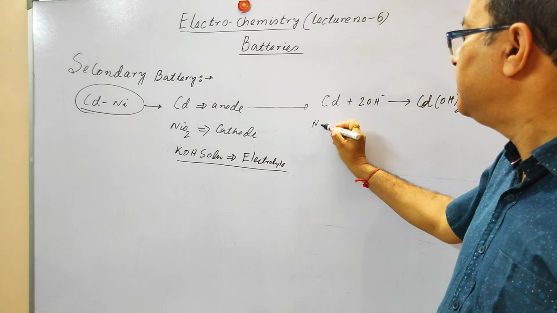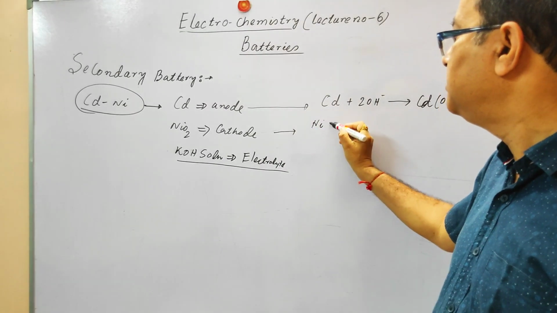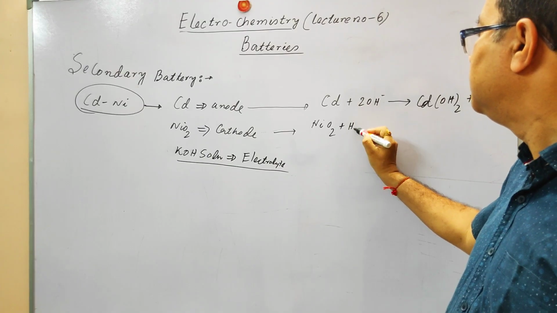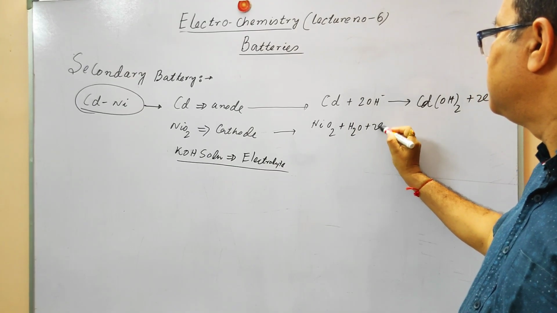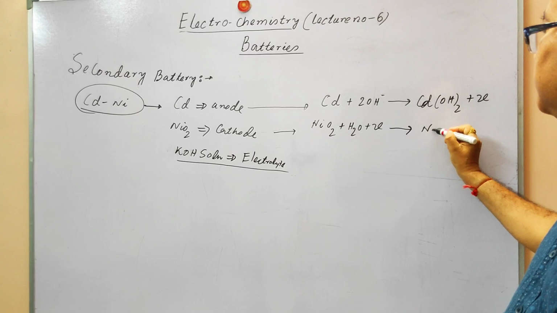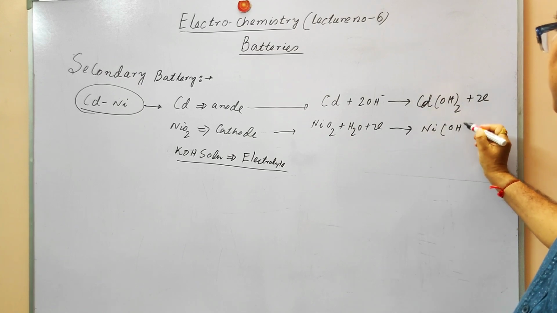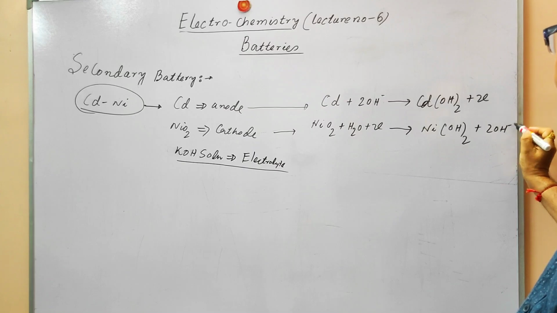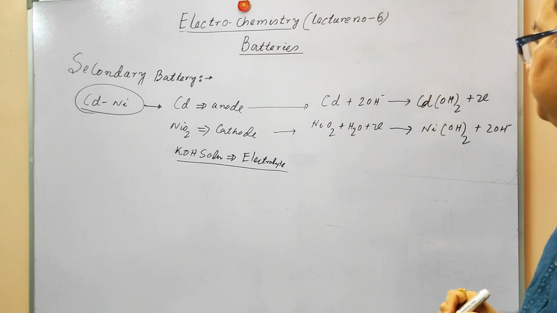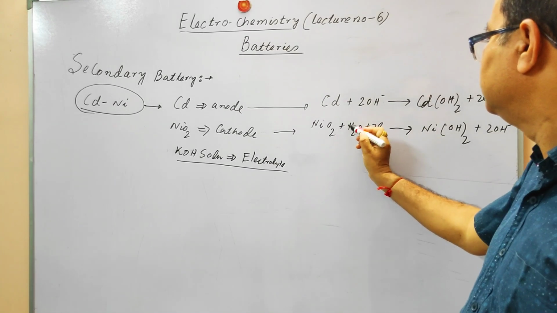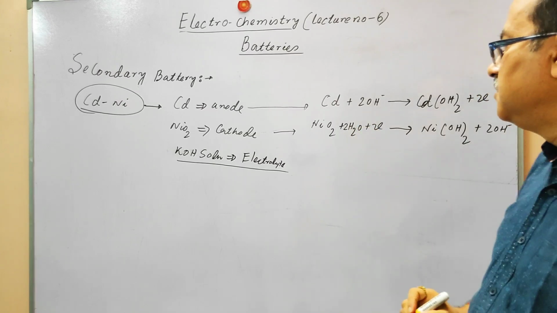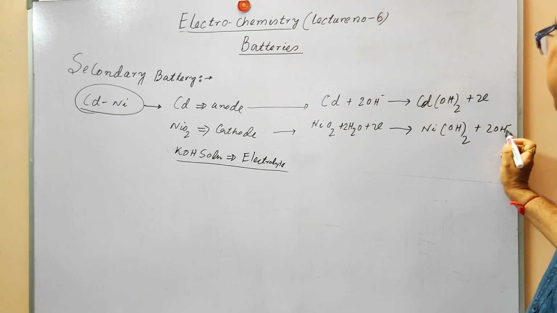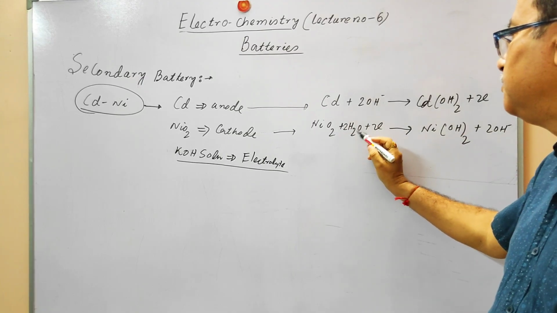And in the cathode, this reaction is going on. This is, and it will produce nickel oxide plus 2 OH minus ion. So you can see this is the balance of 4, and this is 4, and this is 2, 4.